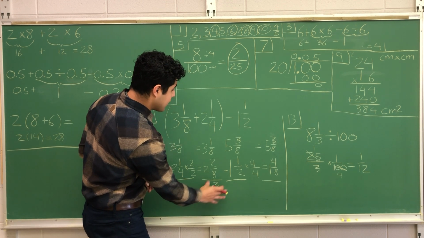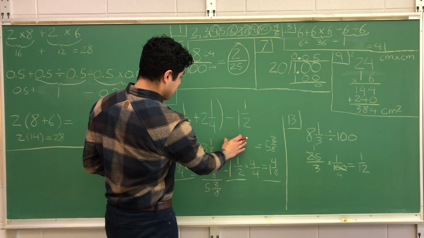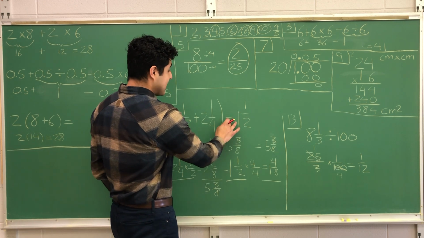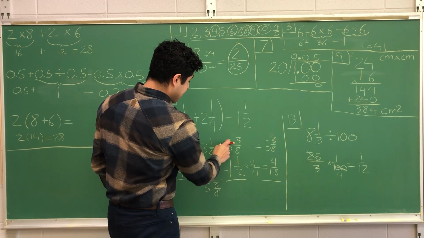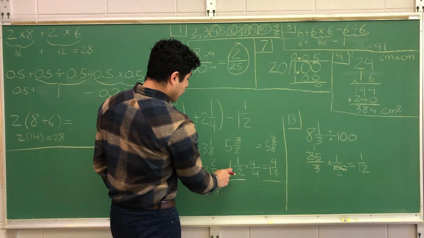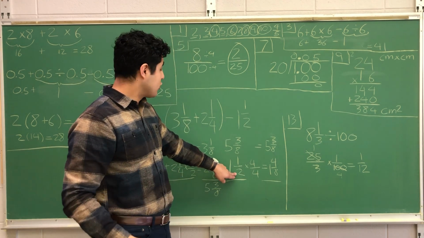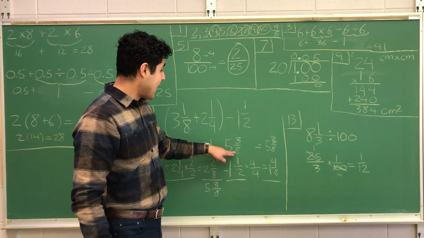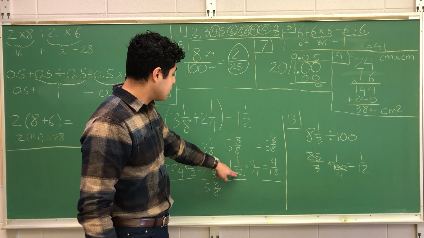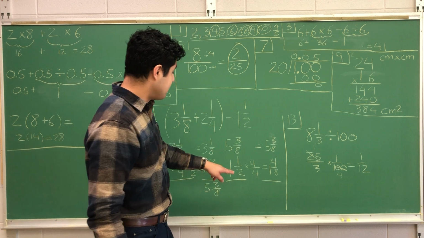Now I took my 5 and 3/8, placed it up here, this is the greater number, and now I'm subtracting that by 1 and 1/2. So I've got 5 and 3/8 minus 1 and 1/2. I need to do the same thing here. I need to find the least common multiple between 2 and 8. And again, the least common multiple between 2 and 8 is going to be 8.